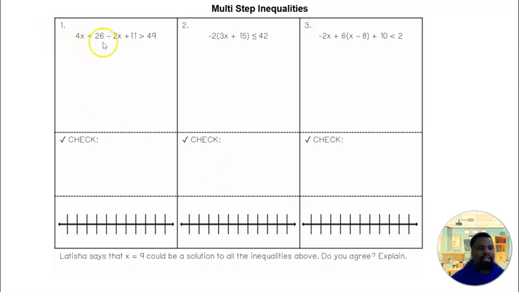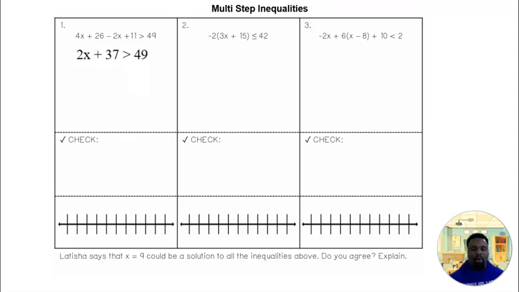4x plus 26 minus 2x plus 11 is greater than 49. First of all, there's no distributive property, so we don't need to do that. But we do have like terms. We got 4x, negative 2x, we have 26, and we have 11. All right, so we want to go ahead and combine our like terms. 4x minus 2x is 2x, 26 and 11 is 37. So we got 2x plus 37 is greater than 49.